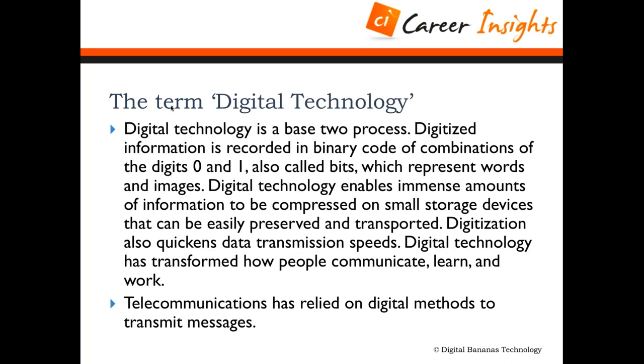The term digital technology is based on a base two process. Digitized information is recorded in binary code, combinations of digits of zeros and ones, also called bits, which represent words and images. So for example, zero could represent A, or zero could represent come here. Come, for example. One can represent go.